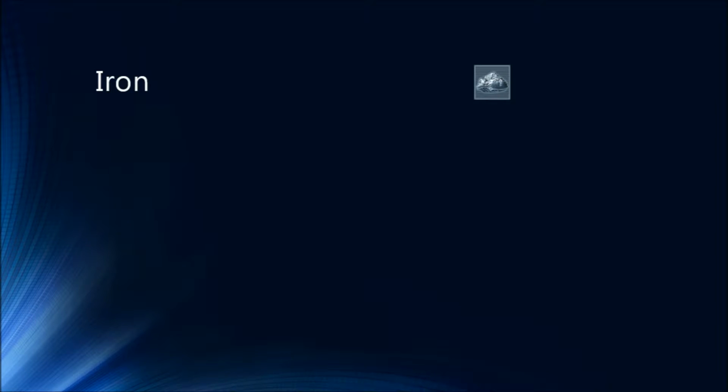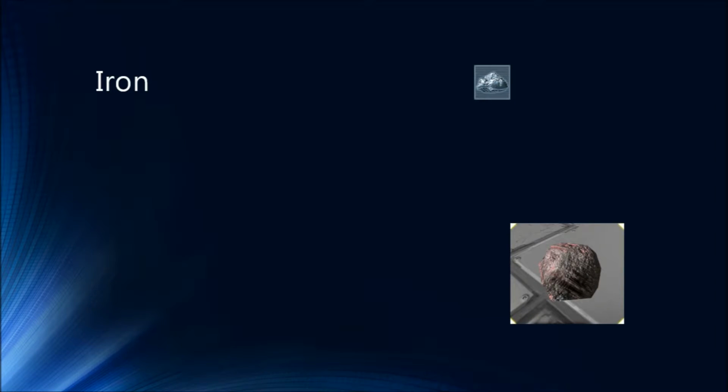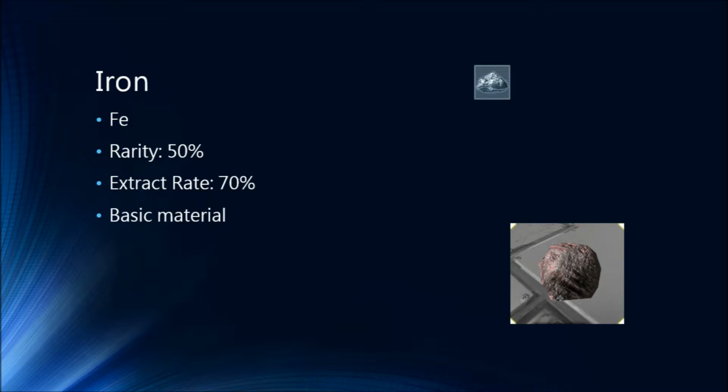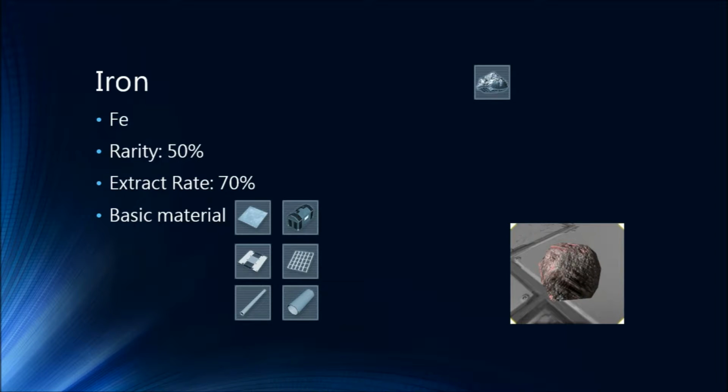Iron, marked Fe on the periodic table, is red and gray in color, with a rarity of 50% and an ore-to-ingot ratio of 70%. The main usage is the production of basic materials, such as steel plates, steel tubes, steel webs and so on. Although iron's rarity is 50%, in fact the mineral that really makes up more than 50% is only stone.